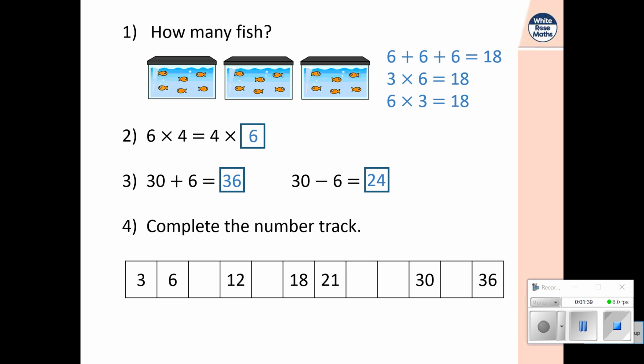So complete the number track. Here we go. 3, 6, 9, 12, 15, 18, 21. That's it. 24, 27, 30, 33, 36. So obviously that is your 3 times table, and we will be using that to work out our next times table.